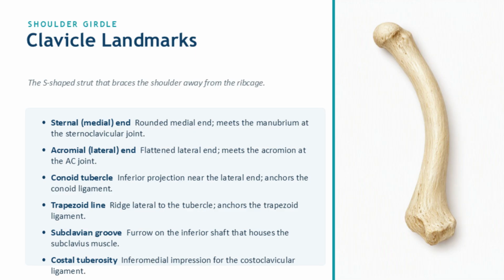When palpating the clavicle, notice how easily it can be felt beneath the skin. This makes it one of the most accessible bones in the body for assessment and anatomical orientation. The clavicle works closely with another important bone of the shoulder girdle, the scapula. Let's examine that structure next.